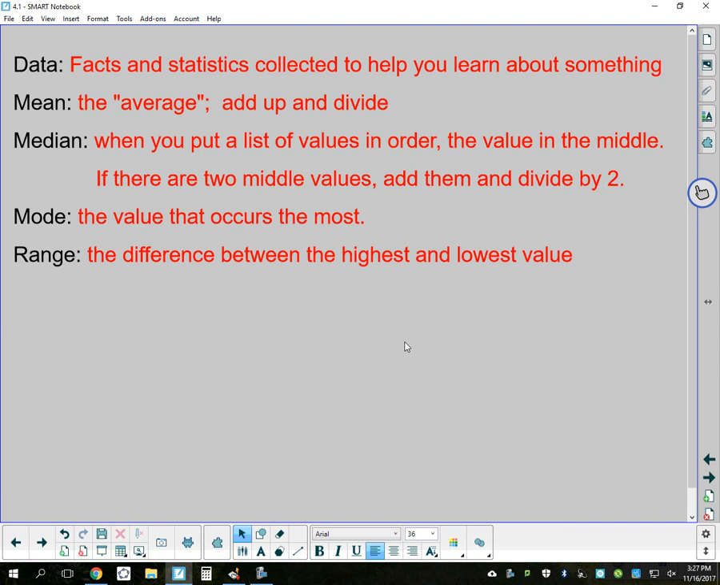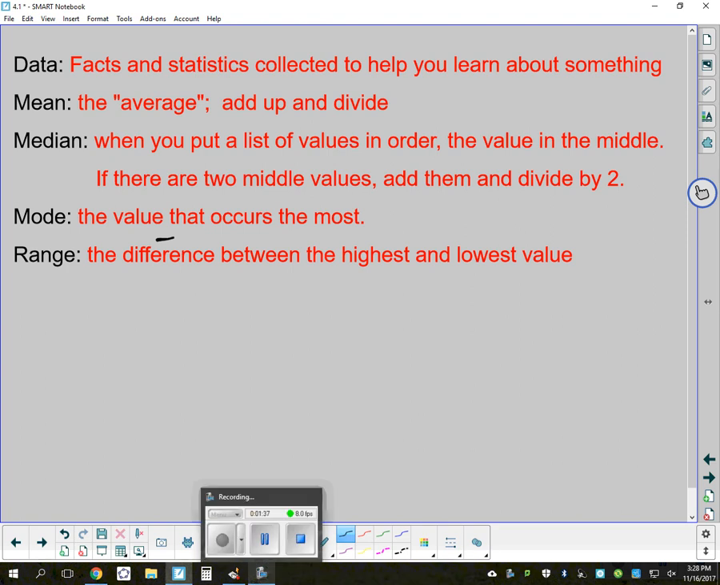Mode is the value that occurs the most, and range is the difference, which of course means subtraction, between the highest and the lowest values. So again, you need to pause this if you have not already and make sure you write these down in your packet.